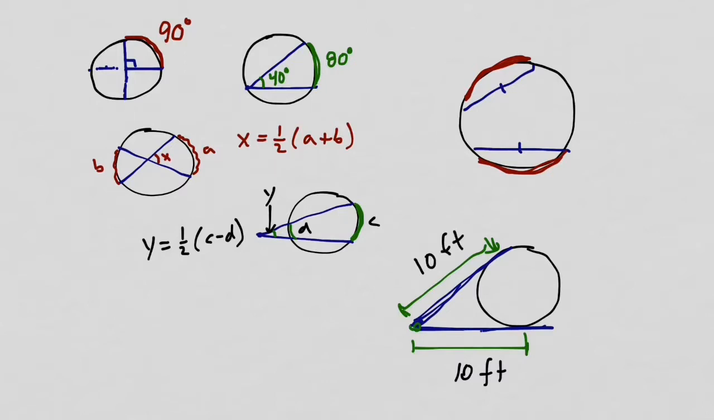Finally, relating to tangents, if I add the line that goes to the center of the circle, the radius from the center to that point of tangency, it will form a right triangle here.